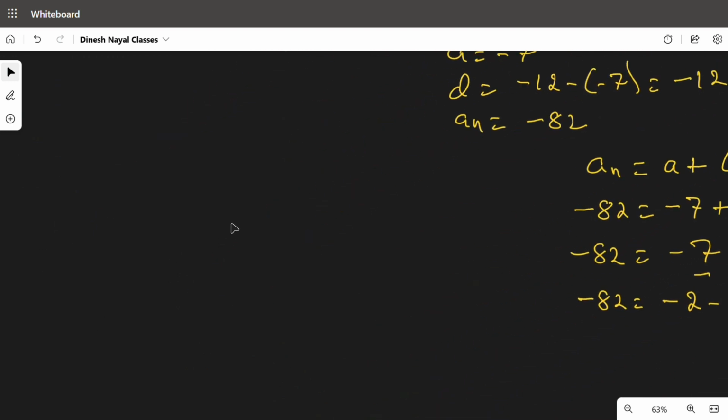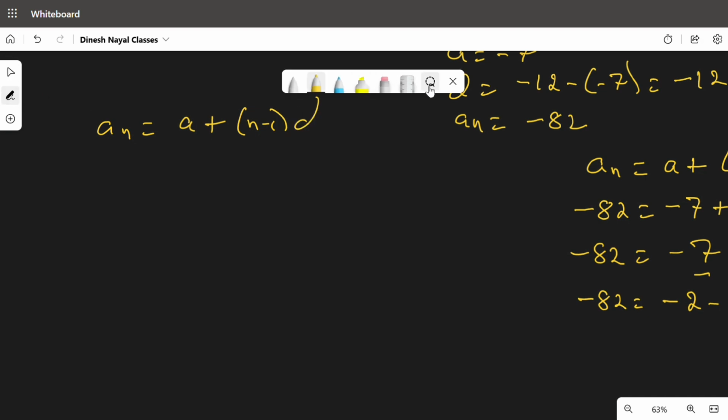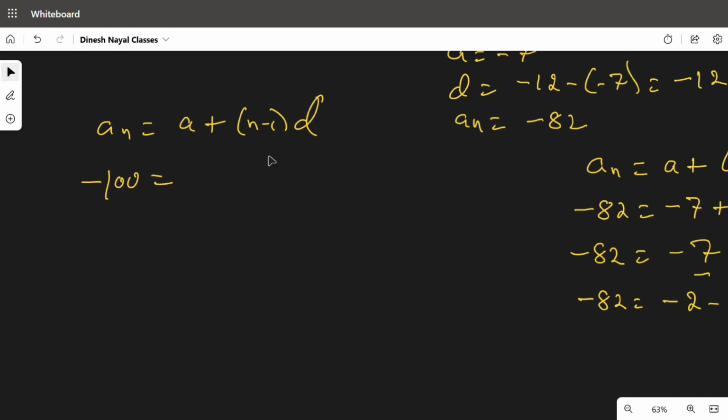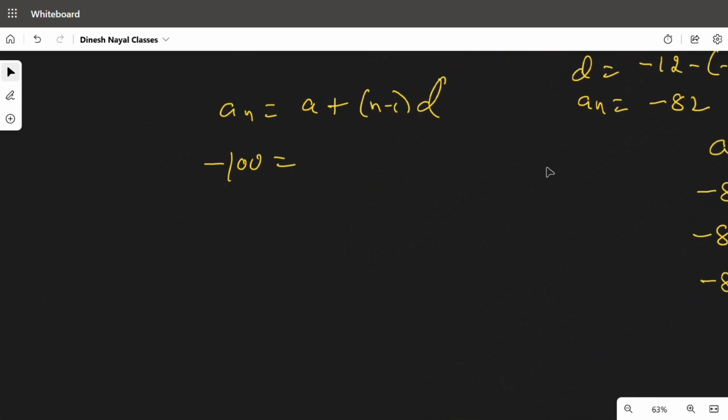Okay, so we'll check for minus 100. What we will do is put the same formula, an equals a plus n minus 1 into d. So an is actually minus 100. They have given minus 100 equals, what is a? Let's see in the question only. a is minus 7 and d is minus 5. Okay, so a is minus 7 plus n minus 1 into minus 5.